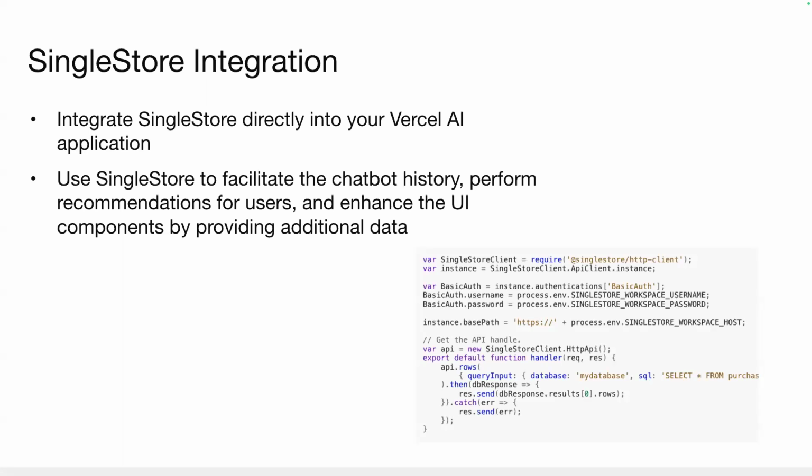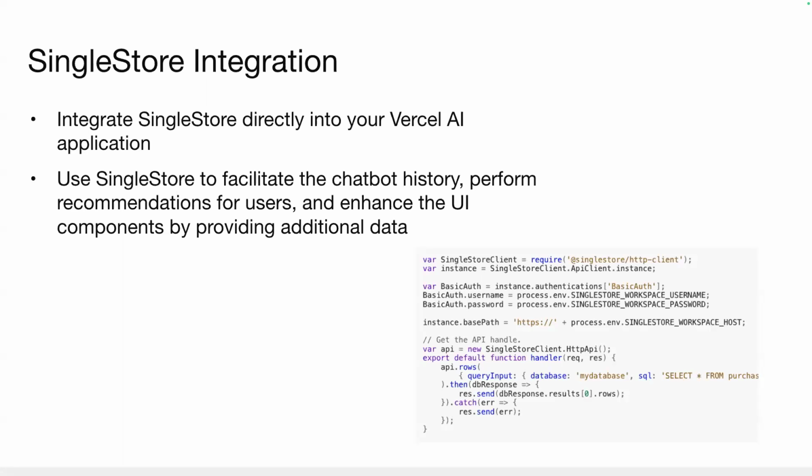SingleStore's architecture is designed for speed and scale, and makes it an excellent choice for applications that need to maintain a fast, interactive experience. For instance, when a chatbot retrieves a user's previous messages or interactions, or generates recommendations, SingleStore's ability to perform quick queries and return results in real time is invaluable in this situation.